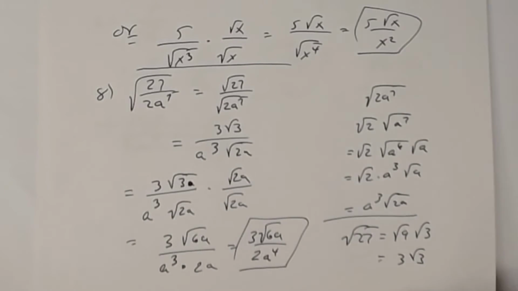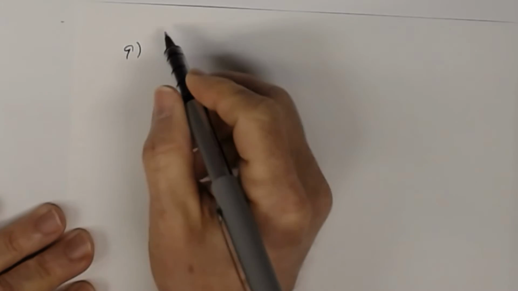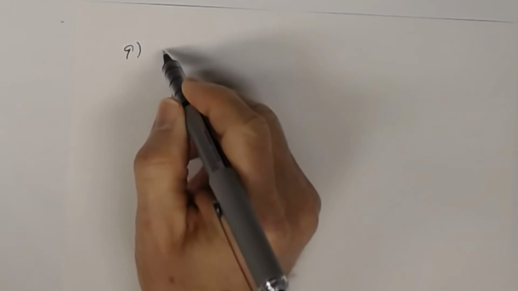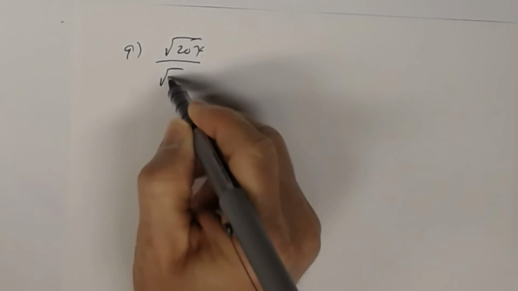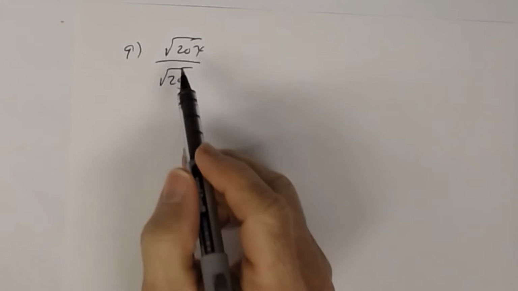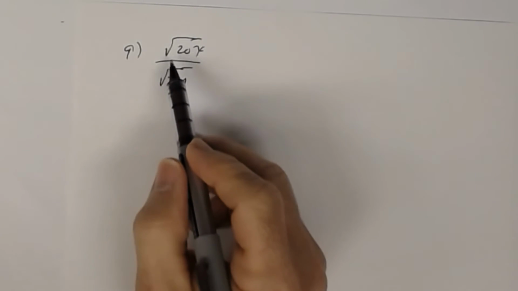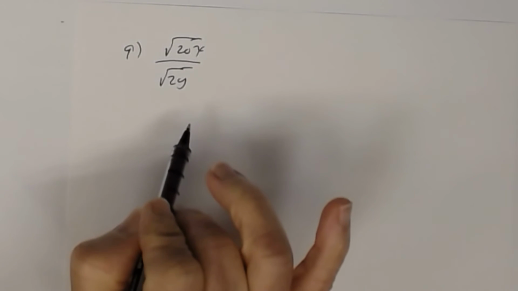Okay. Now let's look at number 9. So number 9, let's suppose we have the square root of 20x divided by the square root of 2y. Okay, so even though you notice, hey, I can simplify the square root of 20, you can do that now, or you can just wait and see what happens later.